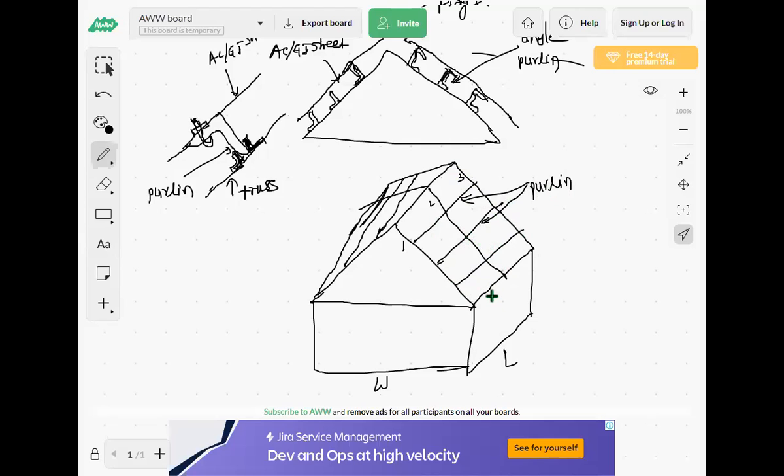Are you getting? So draw the sketches so that we can know who is the purlin member in this building shed or industrial shed. So are you getting?